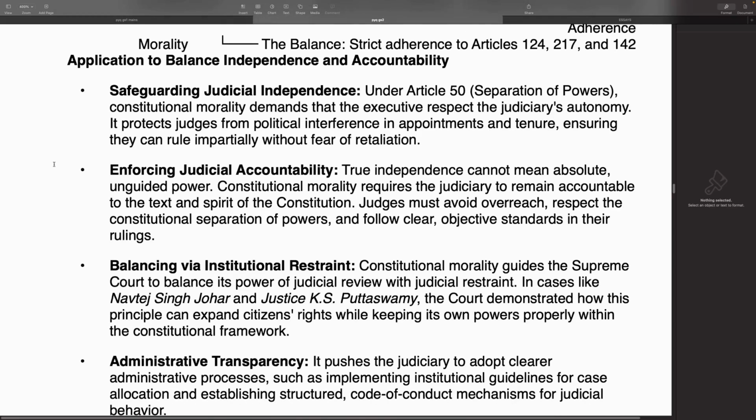Now, safeguarding judicial independence under Article 50, that is separation of powers. Constitutional morality demands that the executive respect the judiciary's autonomy. It protects judges from political interference in appointments and tenure, ensuring they can rule impartially without fear of retaliation.